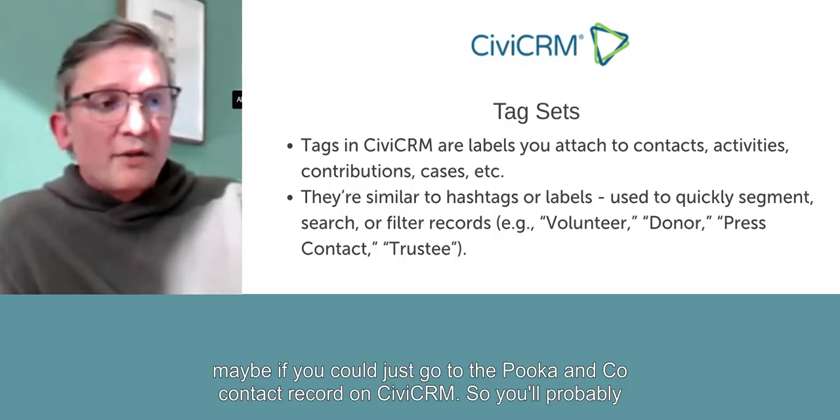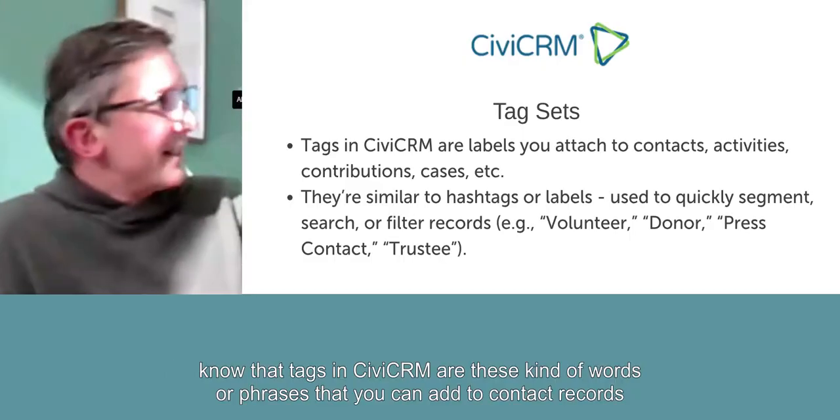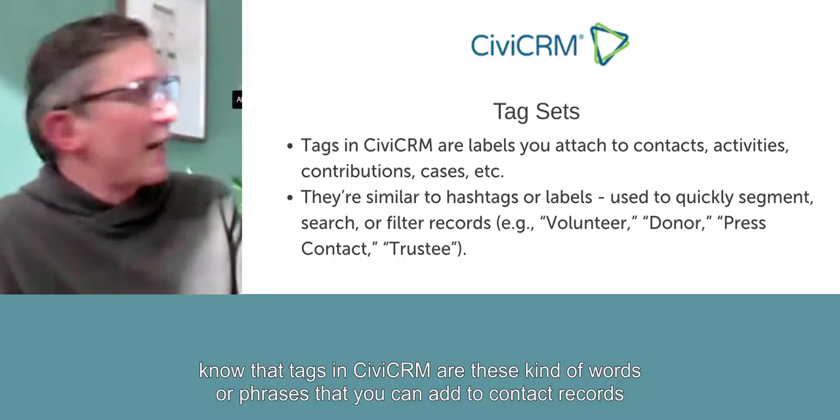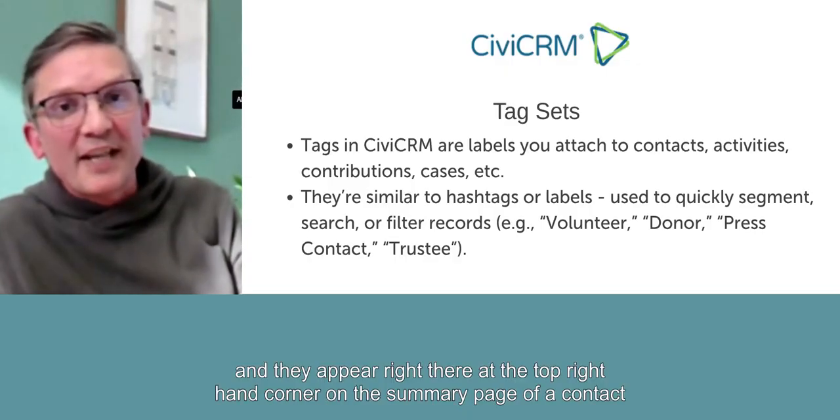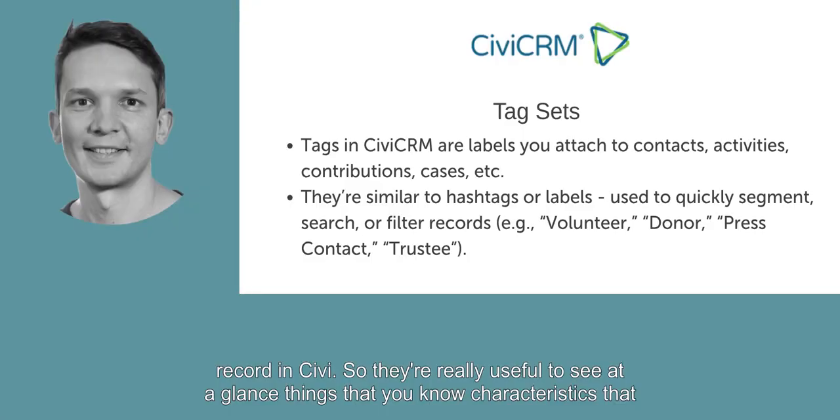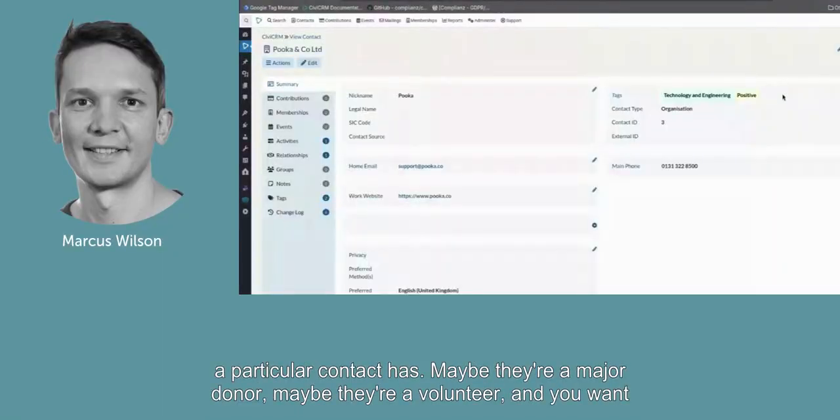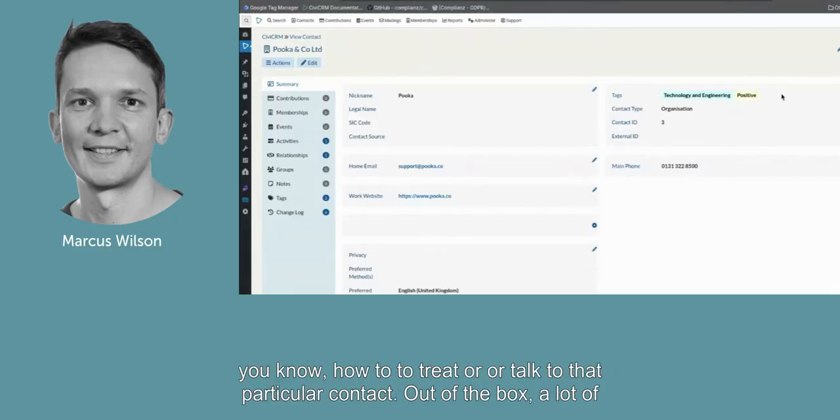So you'll probably know that tags in CiviCRM are these kind of words or phrases that you could add to contact records, and they appear right there at the top right-hand corner on the summary page of a contact record in Civi. So they're really useful to see at a glance characteristics that a particular contact has. Maybe they're a major donor, maybe they're a volunteer, and you want your staff or volunteers, when they bring up that record, to see that immediately and know how to treat or talk to that particular contact.